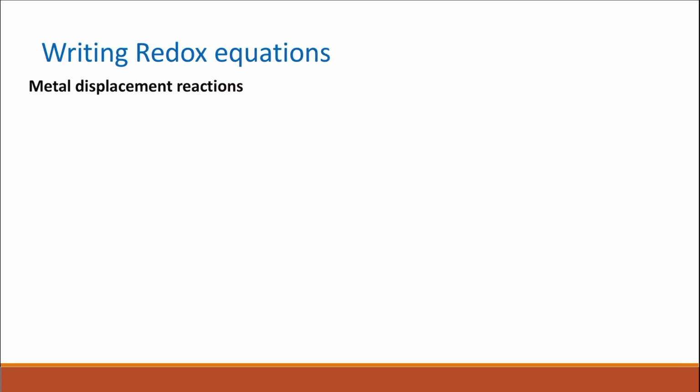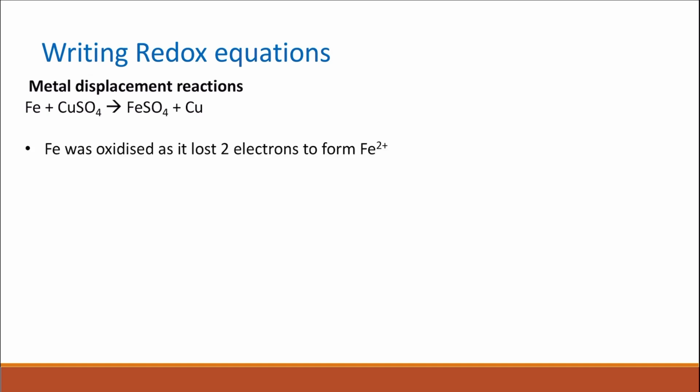So let's have a look at different redox reactions from the ones that we just learned and learn how to write the redox equation. The first reaction is the metal displacement reaction. So we have the reaction between iron and copper sulfate to give you iron sulfate and copper.